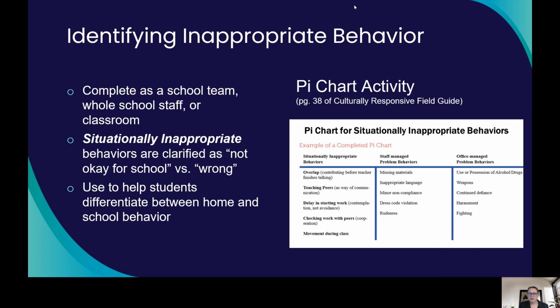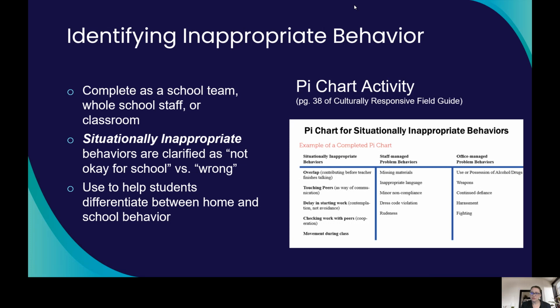This chart can be used with your school PBIS team, whole staff, at the classroom level, or in partnership with the larger community, including caregivers. The chart is called a pie chart because the dark bars separating the columns and headings look like the Greek symbol pi. It articulates the difference between behavior that's wrong and classroom managed, wrong and office managed, and behavior that's acceptable in some situations but is situationally inappropriate for the current setting.